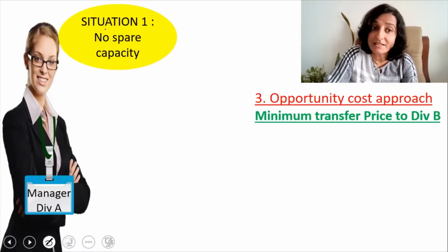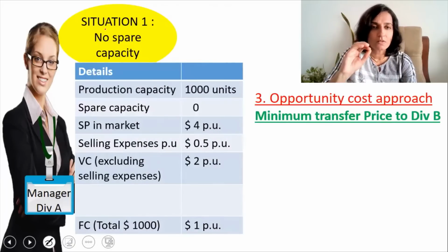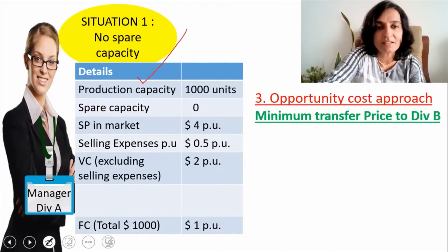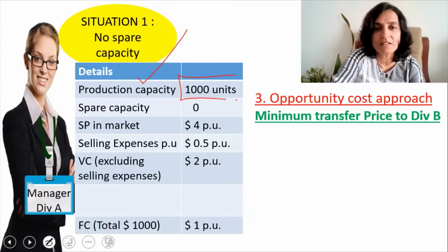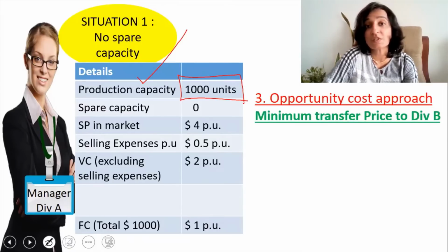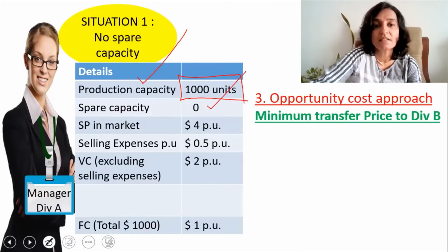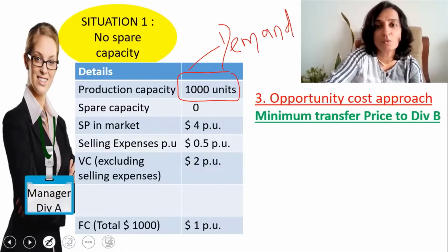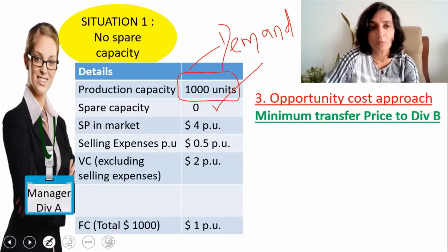So let's get to the details. There is a whole lot of details which are given. First is the production capacity. The production capacity of division A is 1000 units. That is the maximum number of units that A can produce. And what is the spare capacity? The spare capacity is 0, which means that the demand in the external market is also 1000 units. That is the reason why spare capacity is 0.